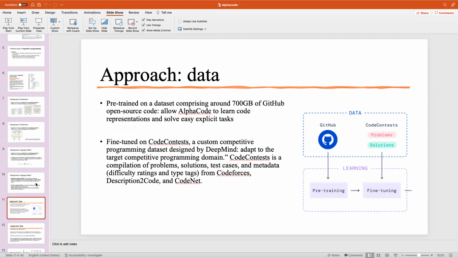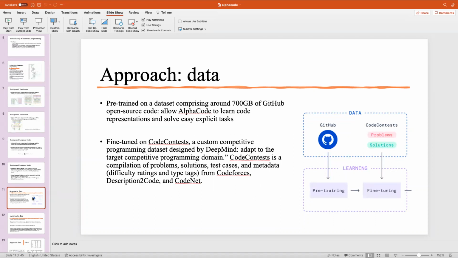And yeah, after the background, we'll talk about some details of the AlphaCode model. We'll first talk about what data the model is using. So like I said, the model has two phases. The first is pre-training. The second is fine-tuning. So they have separate data for different phases.